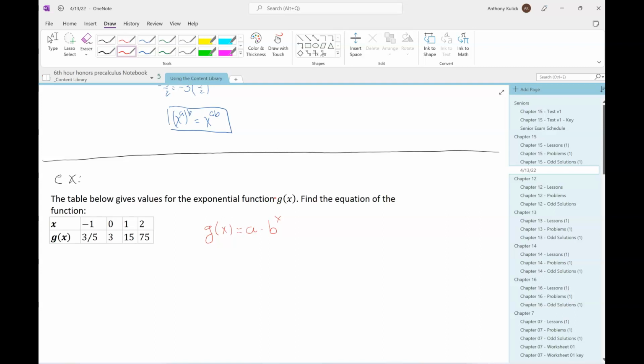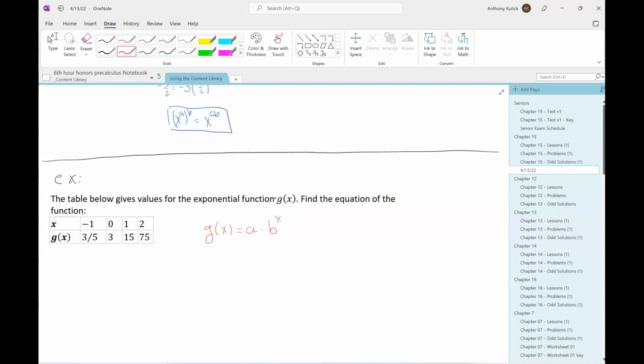Everybody's cool with the idea? So we need to figure out the values for a and b. There's a hard way to do this, and then there's, in some cases, a really easy way to do this, depending on what points you're given. Now, this set of points, we can do it the easy way.